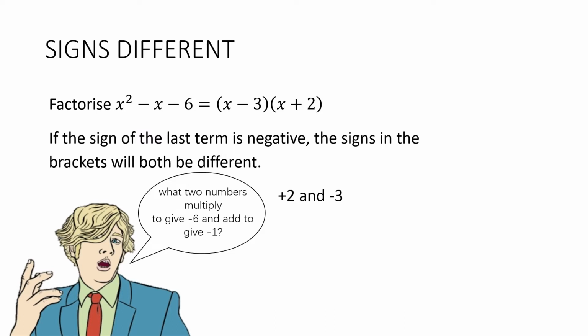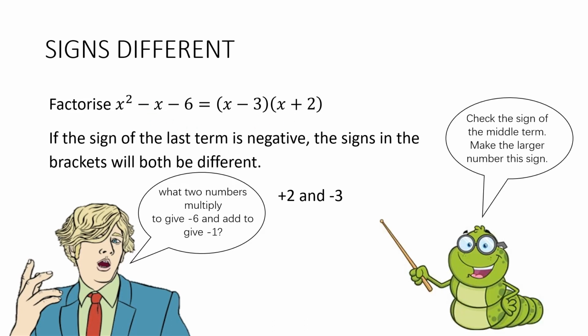But this time it does matter which way around you get these, because if we put a positive 3 and a negative 2, then we're going to end up with positive x in here. So here's a hint. Check the sign of the middle term and make the larger number this sign. So we want the negative in front of the larger number, which is the 3.